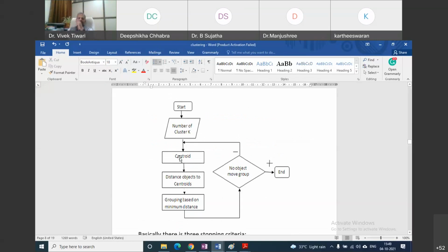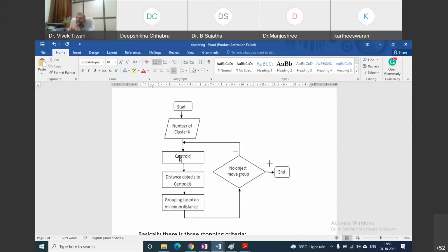Mathematically, you have to calculate the centroid of each and every cluster. Slowly, I'm going into the typical method. Mathematically, you can implement the clustering. Whatever clusters you have created randomly, you have to calculate the centroid of each cluster.